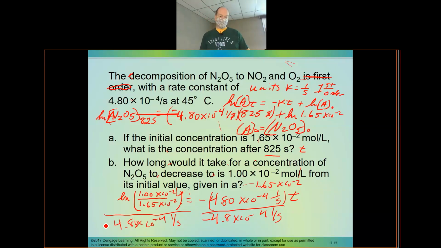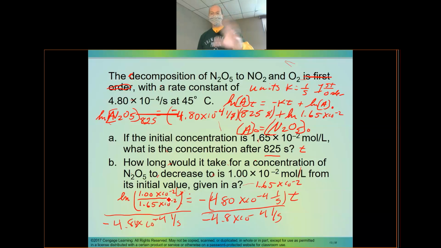All right, and so you can never have a negative time. So the ln of this number, that is a fractional number, less than 1, is going to give you a negative number. And then you're going to divide by a negative number, you're going to get a positive time. If you ever get a negative time, you have left out a negative somewhere. You can never have a negative time. All right, and so then we will get our time.